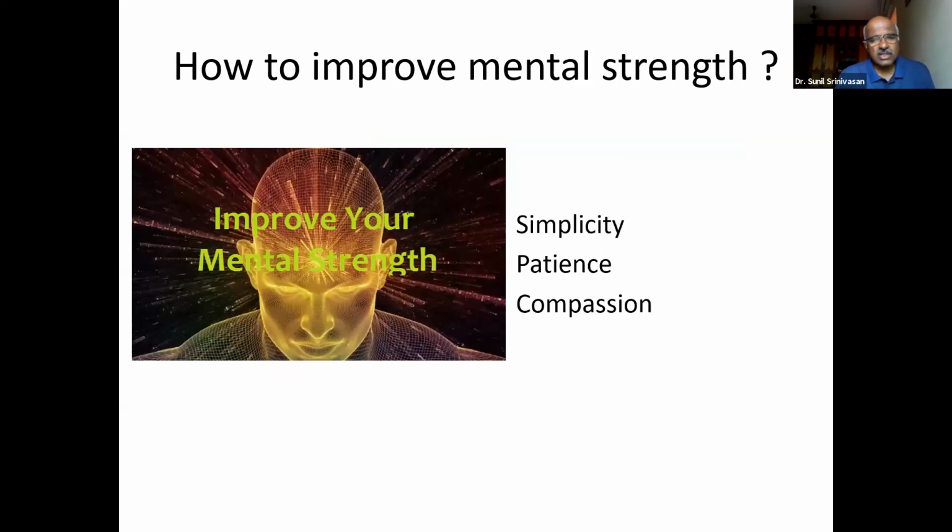How to improve? Our ancestors have given us 3 important tools: simplicity, patience, and compassion. What does simplicity mean? Your goals are simple, you're strong enough. For example, my goal is simple. I am past 60, so my goal is surviving till December. I am very happy. Once my goal is that, nothing else bothers me.